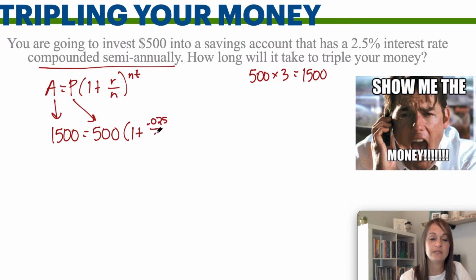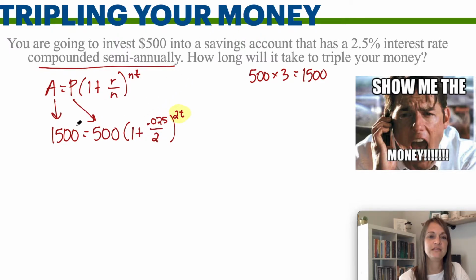Compounded semi-annual means twice, and then you're raising it to the number of times it's compounded times the amount of years it takes. They want to know how long it takes. You know it's going to be 2 times some number of years. You just don't know how many years, so that is where your exponent is. So before we can mess with this exponent, that means we can't really mess with anything else first.